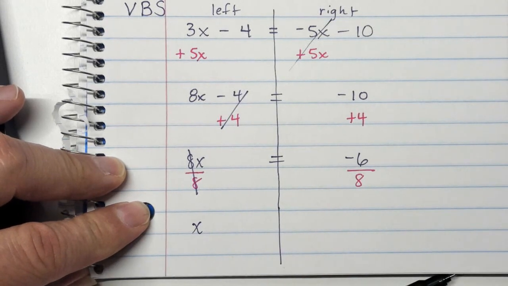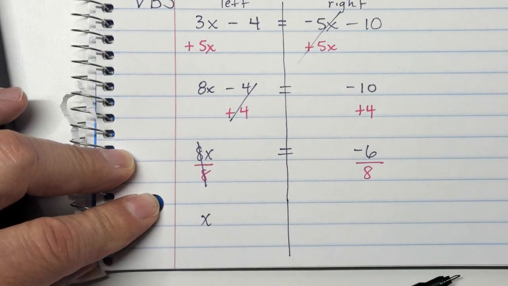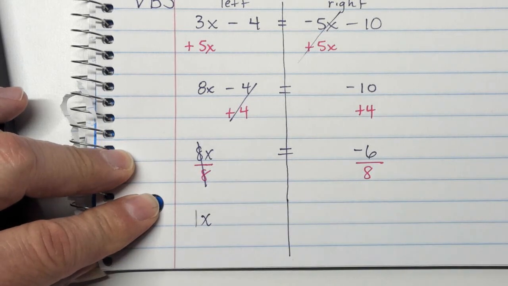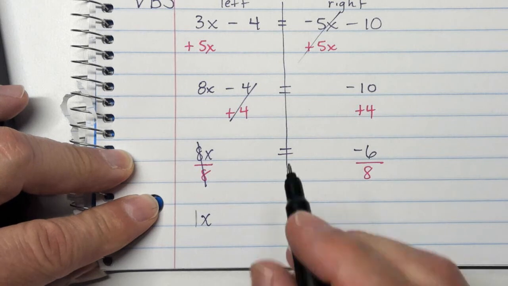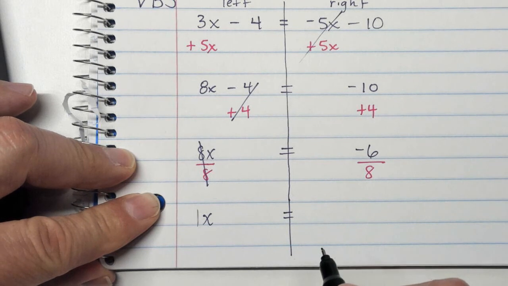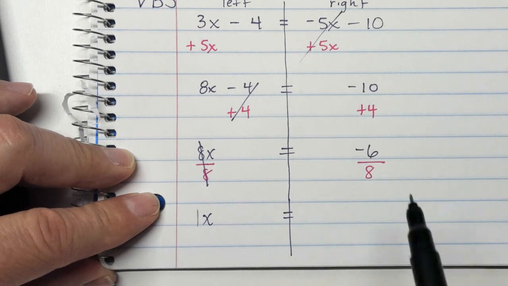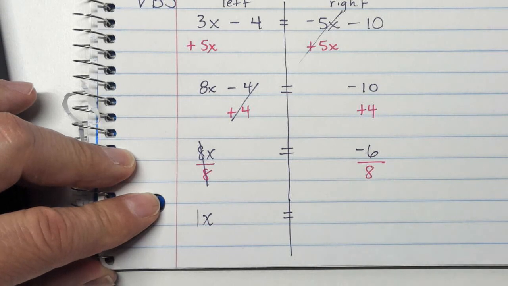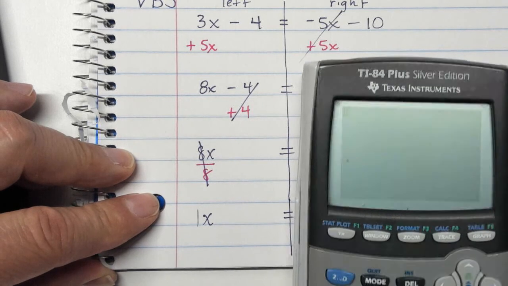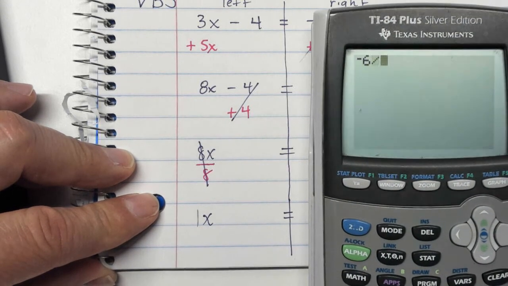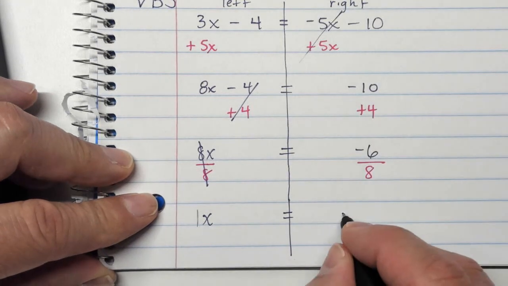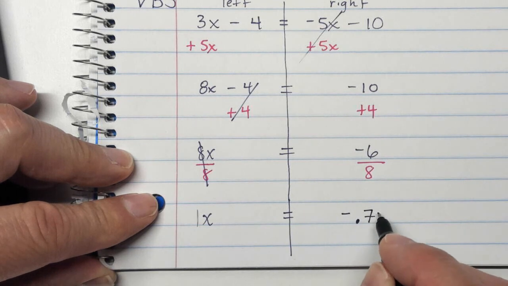You can. It's not wrong. It's definitely not wrong. And if it helps you understand, go ahead and write it. I wrote it in pencil because we don't need it. 1x and x are the same thing. You can say, I have a car. You can say, I have one car. Same thing. Negative 6 divided by 8. Again, if you're not sure, please grab your calculator. Negative 6 divided by 8. Bam! Negative 0.75.